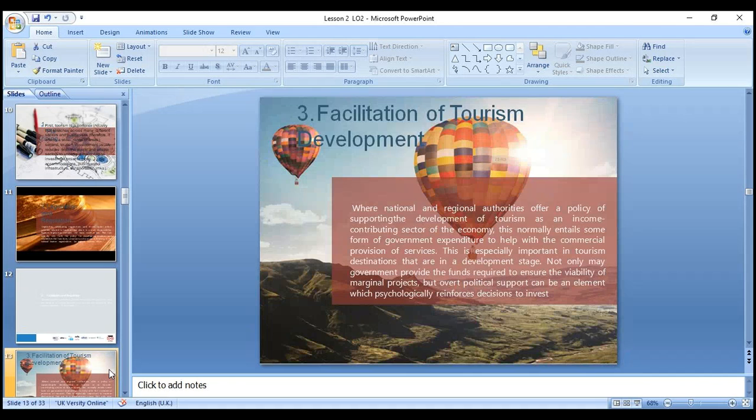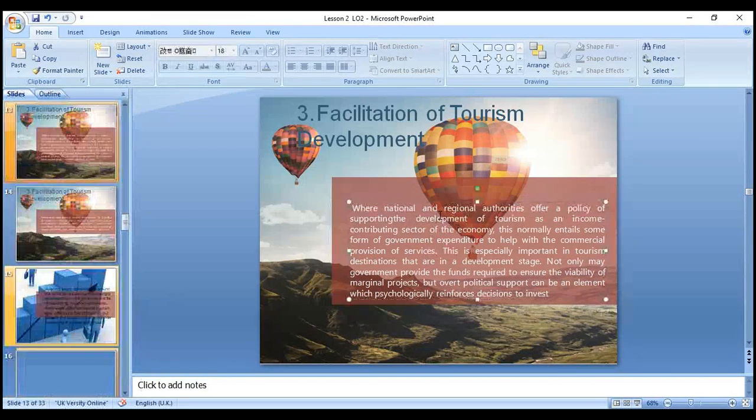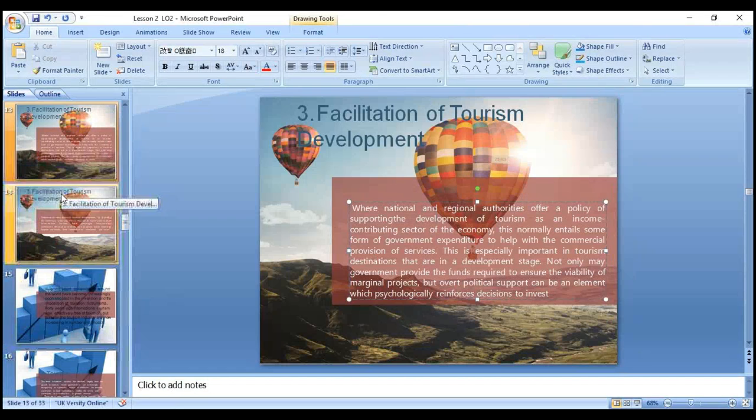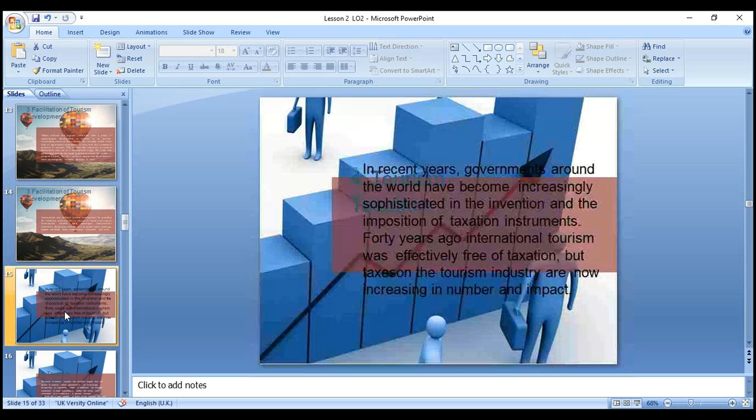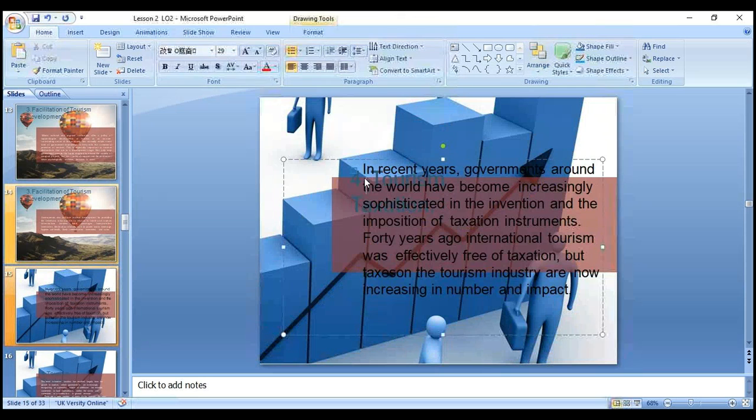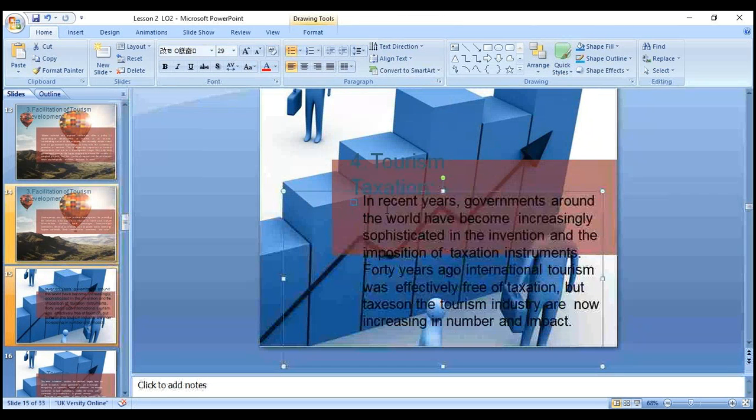Facilitation of tourism development is where the national and regional authorities offer policies supporting tourism as an income. Like a local government, the local council can arrange a lot of events. That has a huge impact on the travel and tourism industry. Government can facilitate providing necessary infrastructure, like a free bus service in the city for the tourists, a free information desk, and a local government website.